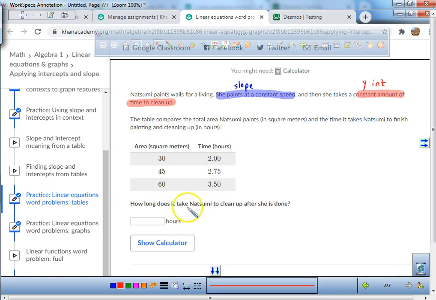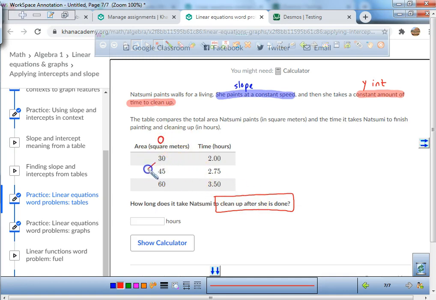So how long does it take Natsumi to clean up after she's done? So what are we looking for here? We're not looking for how long it takes her to paint something, but how long it takes her to clean up. So we're looking for the Y-intercept. So what's the Y-intercept? When the X value is equal to 0.